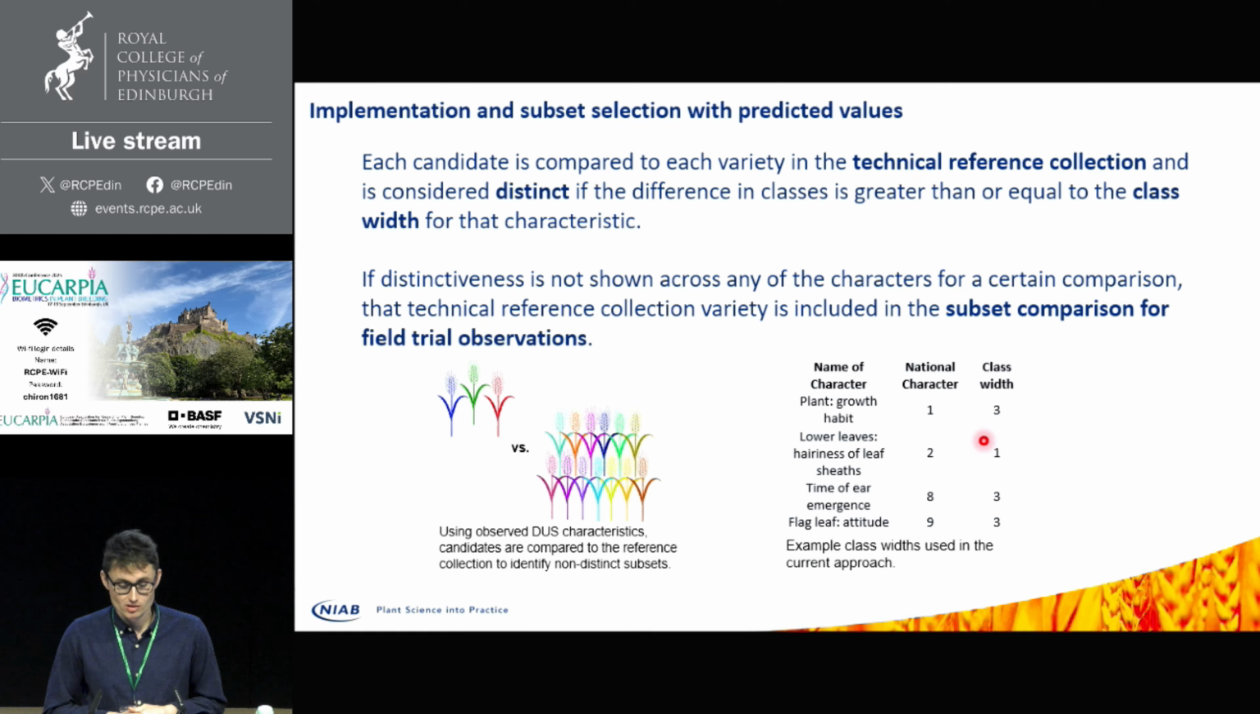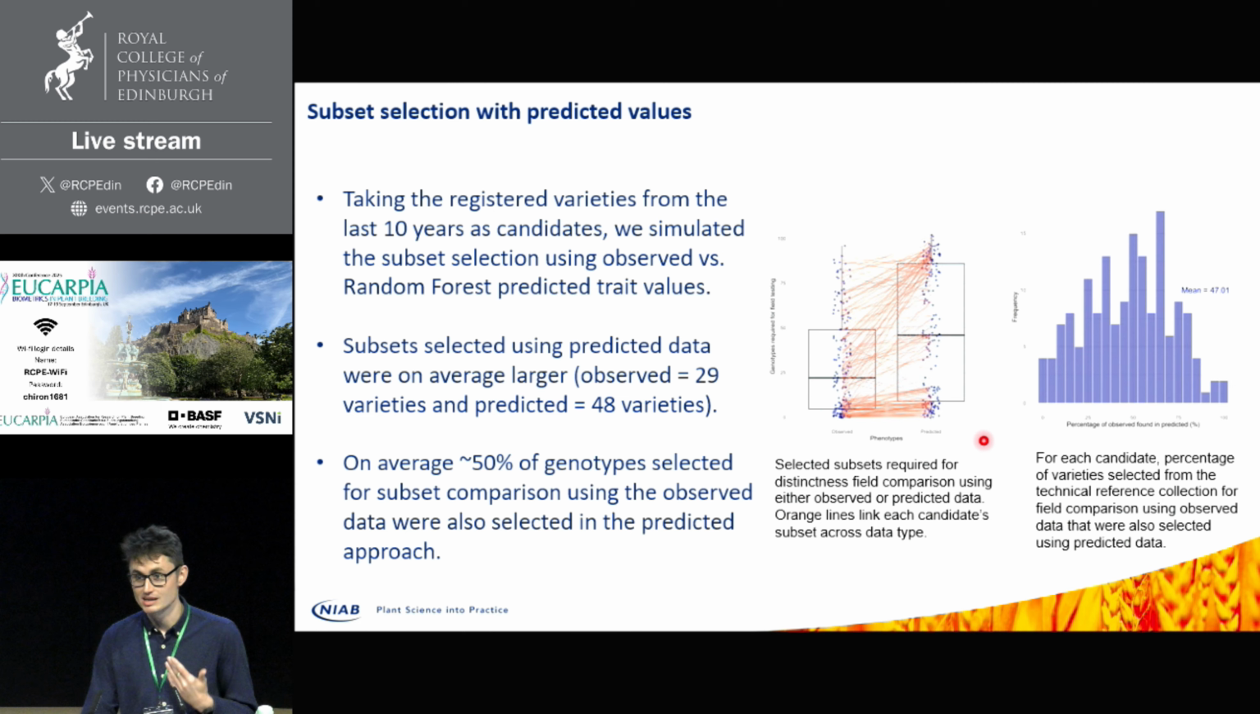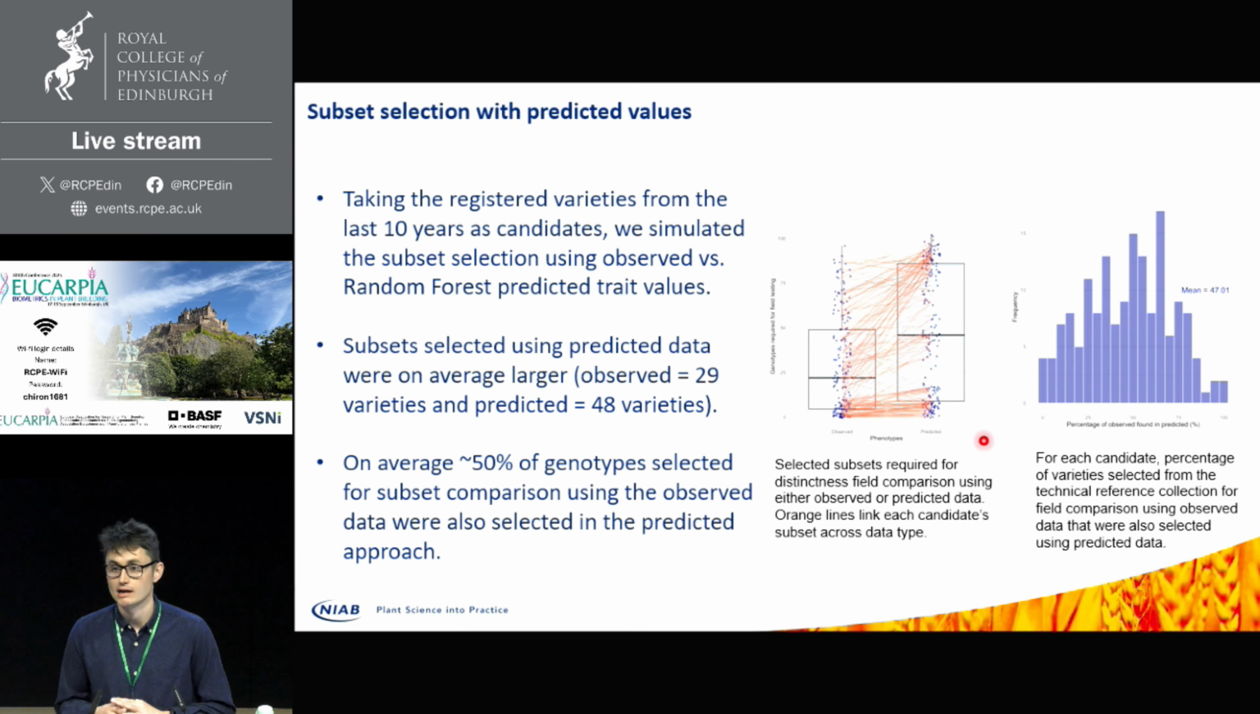So if distinctiveness is not shown across any of the characters for a certain comparison, that technical reference collection variety is grown alongside the candidate, and that's how these subset comparisons are formed. So what we're ultimately hoping to do is to predict what the subset comparison is going to be before looking at the observed data, and that's ultimately what we've tried to simulate here.